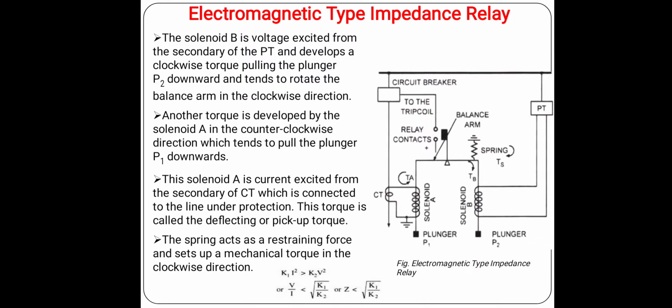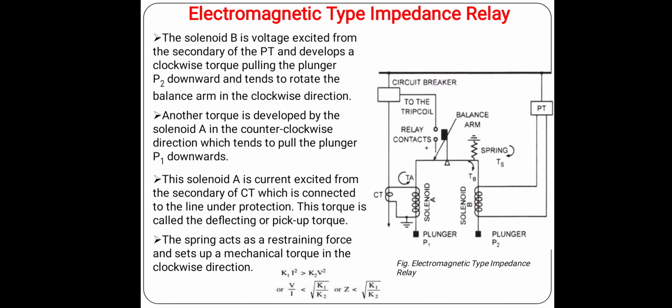Another type of torque is developed by solenoid A, by the current transformer current, in the counterclockwise direction. This is represented by torque TA, and it's again pulling the P1 plunger in the downward direction. So torque TA is developed due to solenoid A in the counterclockwise direction, and torque TB is due to solenoid B, which is in the clockwise direction.